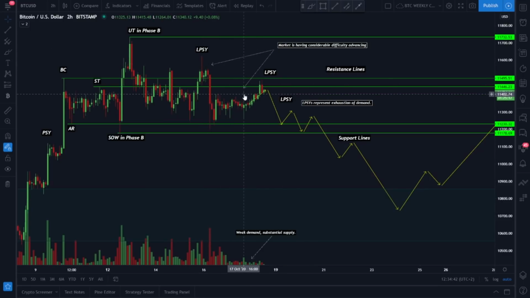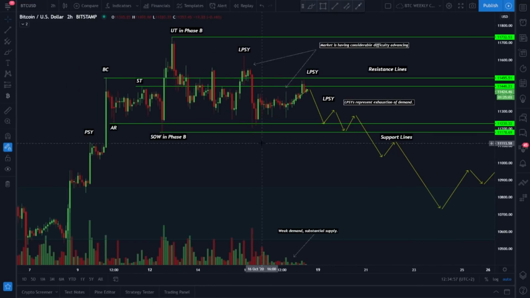So this LPSY is a very interesting scenario right now for Bitcoin, because you can also see this big weak rejection, and now we are seeing another weak rejection here, which is showing that the market is having difficulty to advance. So this is also a sign that we have to be careful, because right now this is actually panning out to be a Wyckoff distribution phase.